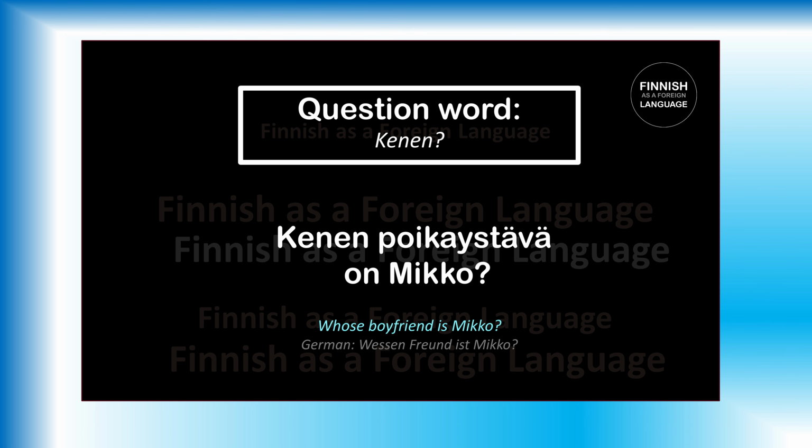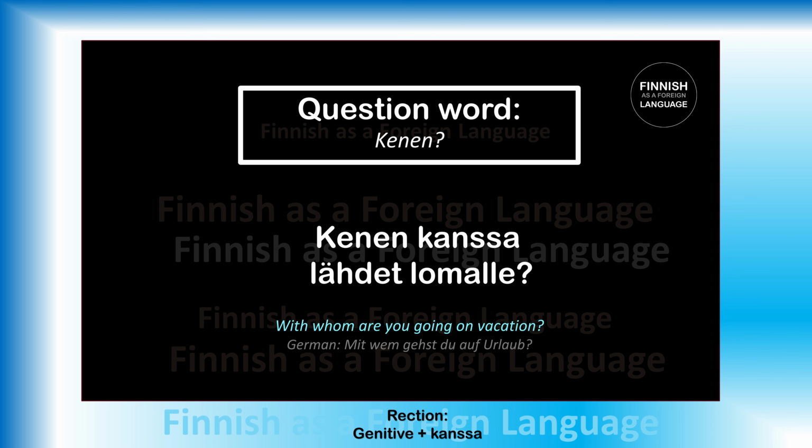Let's take another example. Kenen kanssa lähdet lomalle means with whom are you going on vacation? So why is kenen used here? We use kenen, which is the genitive case of kuka, because of the word kanssa, which means with. Remember, the word kanssa requires the genitive case. So that is why we say kenen kanssa, meaning with whom. Kenen kanssa lähdet lomalle? With whom are you going on vacation?